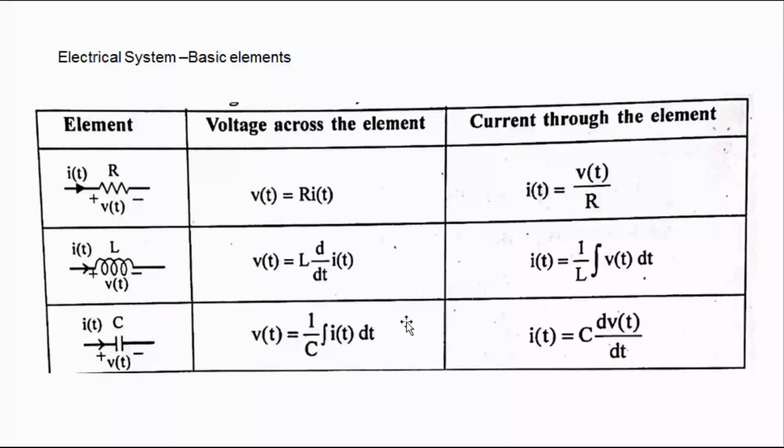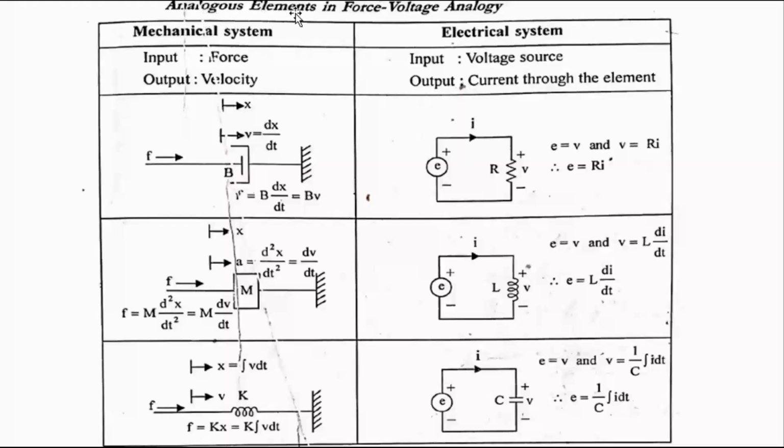These formulas are required. Then the analogous elements in the force voltage analogy. What is an analogy? The analogous element is a similar element. The format looks the same, but the letters are different. That is what analogous means. The force is in the mechanical system, and the voltage is in the electrical system. In the mechanical system, the quantity that corresponds to force is called voltage in the electrical system. Force voltage analogous: here force, here voltage. Force is indicated as the letter F, voltage as the letter V.